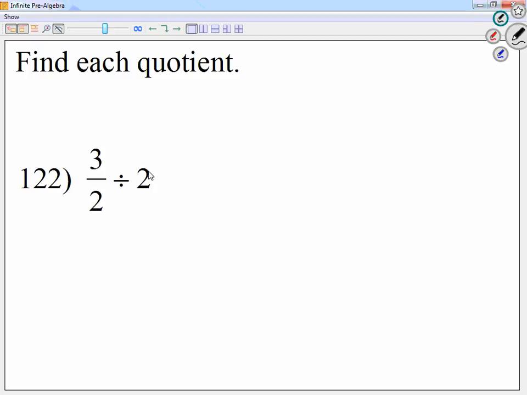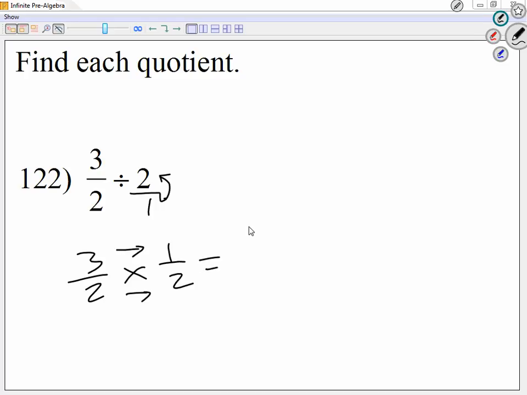Since we're dealing with fractions, make the 2 a fraction by putting a 1 at the bottom. So I'm going to call this 3 over 2 times 1 over 2. Do notice that I flipped my second fraction. Now just go straight across. 3 times 1 on top, 2 times 2 at the bottom. My answer is 3 over 4. Right. Any other questions up until 126? 124?